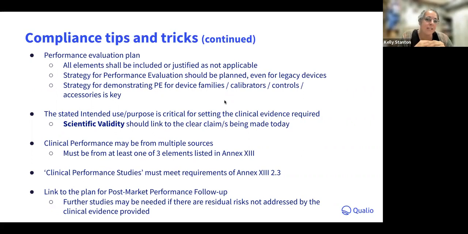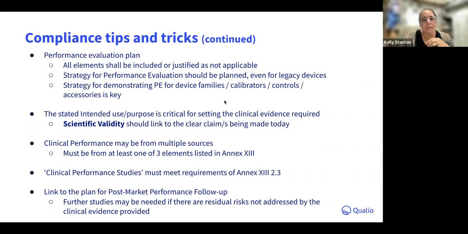The stated or intended use and purpose is critical for setting the clinical evidence required. Scientific validity should link to the clear claims that are being made, and this data needs to be current today. Especially if you're talking about grandfathered devices, consider updating those things. Do they need more detail to help drive the justification, especially if it's a device that wasn't previously regulated and has been in market for a long time?